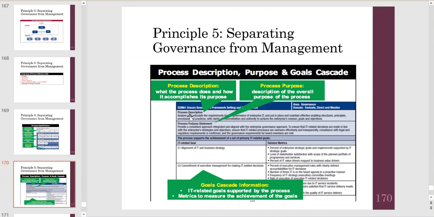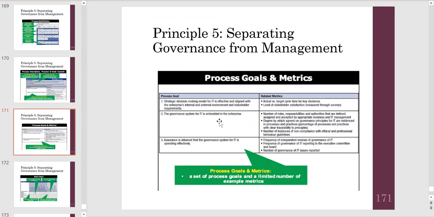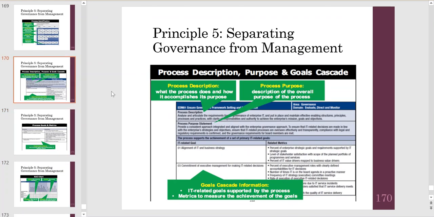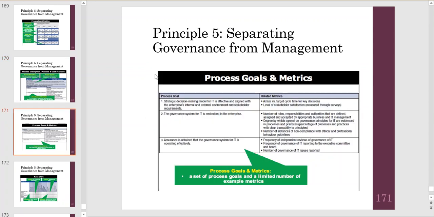Usually there are guidelines, processes, guidelines within. It is not covered. There's another book for that. You'll find their process description statement, the IT related goals, and the KPIs for the IT related goals. The process goals. Since we are speaking about EDM 1, these are the goals to be achieved for EDM 1. These are the KPIs to be achieved for EDM 1.